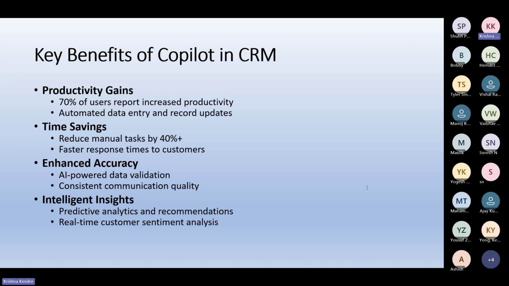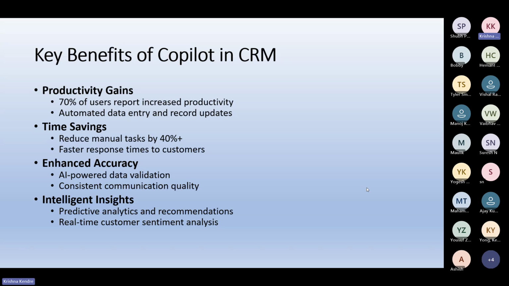So users experience higher productivity after adopting Copilot. The tool automates repetitive tasks such as data entry. Every time you have to put name, number, email ID, phone number, address, city, state, country. All this data entry we can directly do with the Copilot. This enables staff to focus more on strategic work with customer interaction, which saves time.